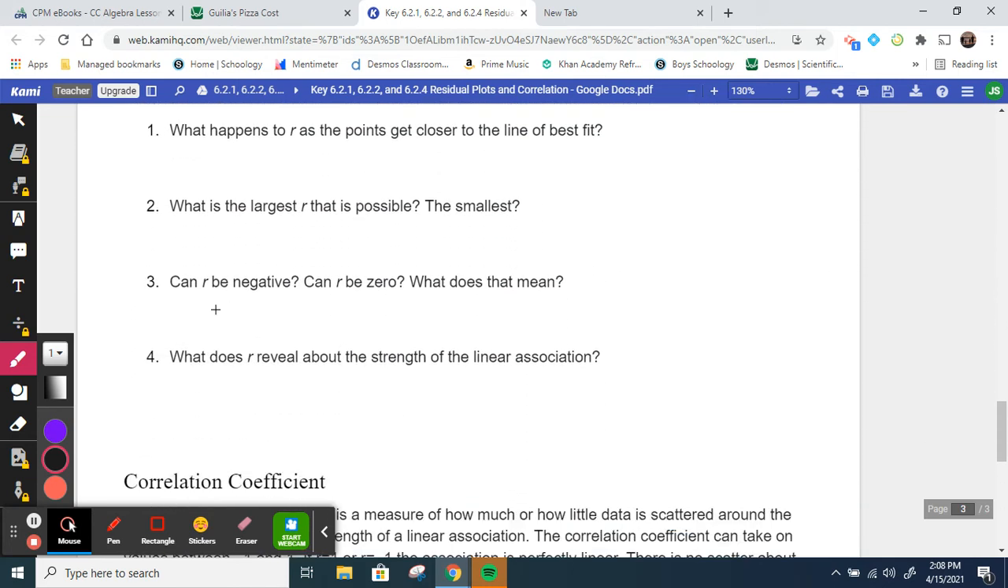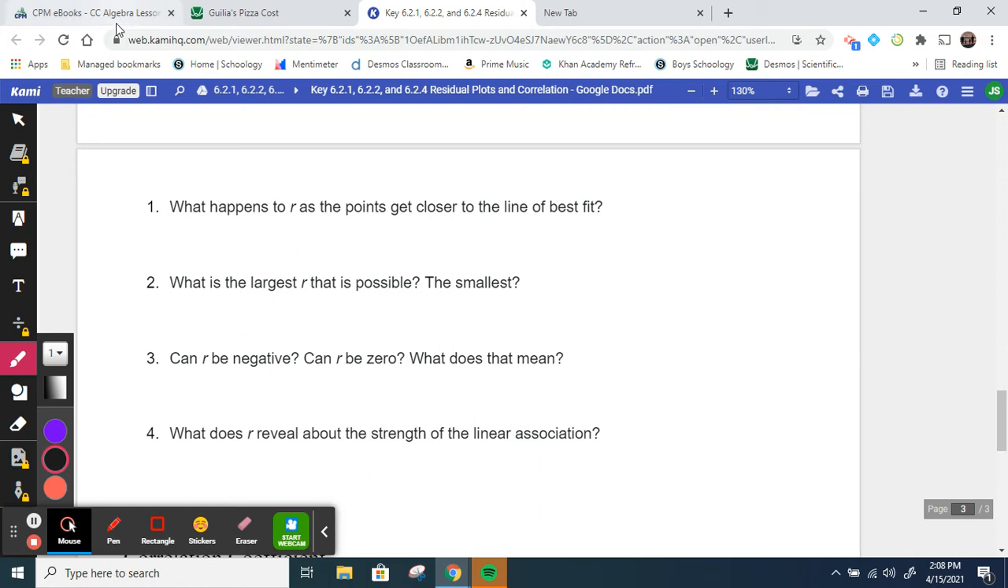So here are some questions, and I'm going to go into the ebook, where there is an applet that we're going to play with. The questions are: what happens to R as the points get closer to the line of best fit? What's the largest R we can get? What's the smallest? Does it seem like R can be negative? Can it be zero? If it is, what does that mean? And what does R reveal about the strength of the linear association?